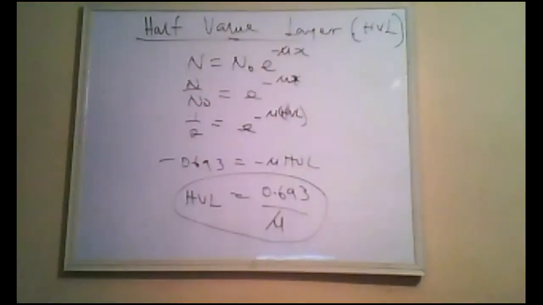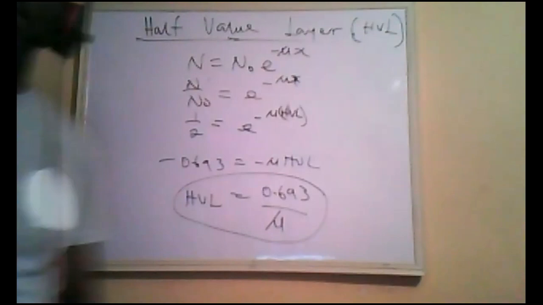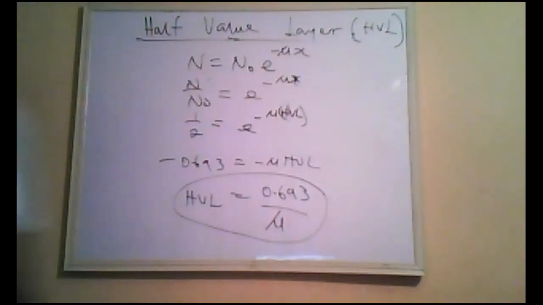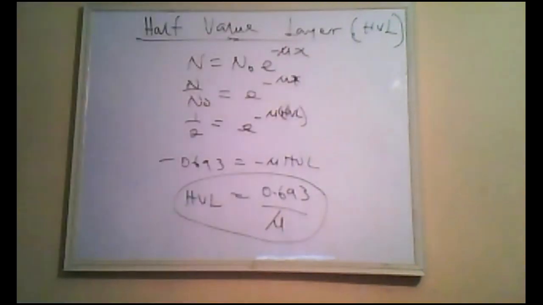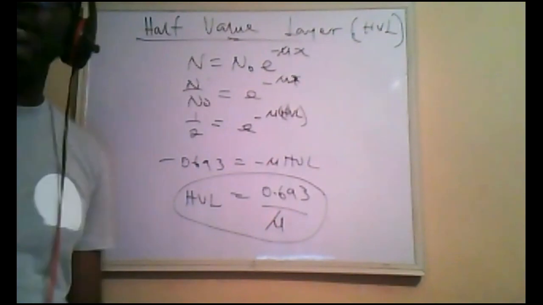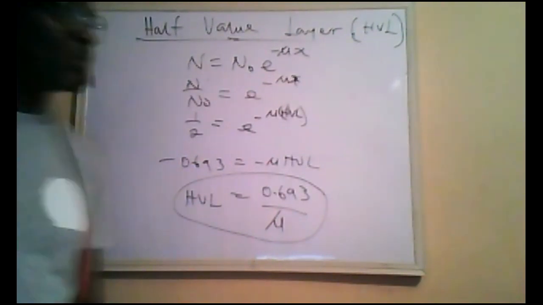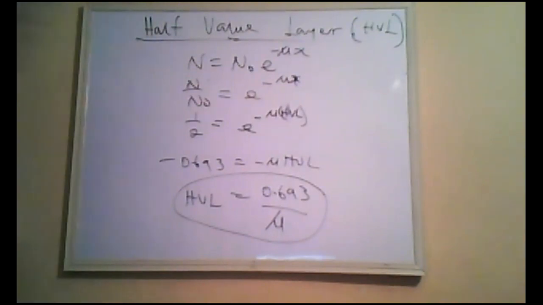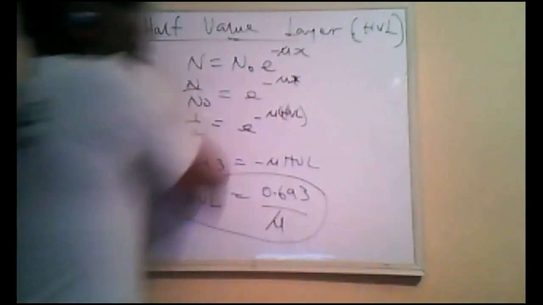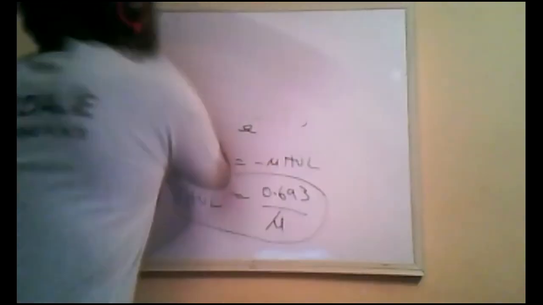So HVL is just a measure of how energetic a particular beam is. It tells us about the quality. At times, another term we can use to talk about energy is the quality of an X-ray beam, the quality of the photon beam, and so on. So that's that about that. Let's quickly go to effective energy. We are racing against time.